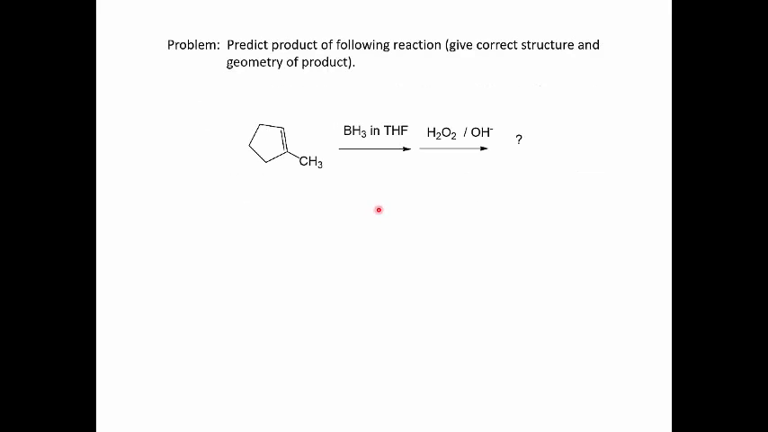Now, let me present you with a problem to solve. The problem is this. We'll take 1-methylcyclopentene as our alkene reactant. We'll take it through the hydroboration-oxidation sequence, reacting at first with BH3, followed by oxidation with hydrogen peroxide in basic medium. What is the structure and configuration of the product? If you want to work this problem on your own, perhaps you might pause the video now and give it a try.